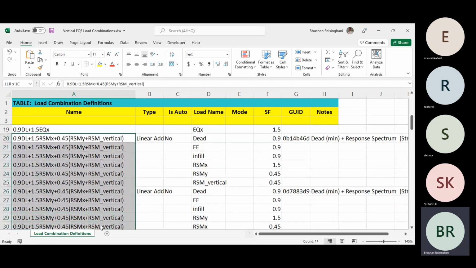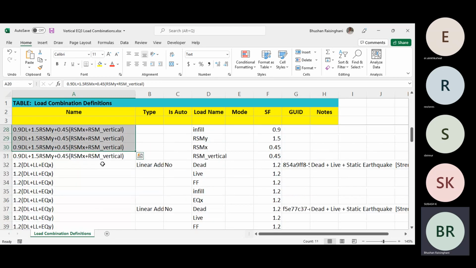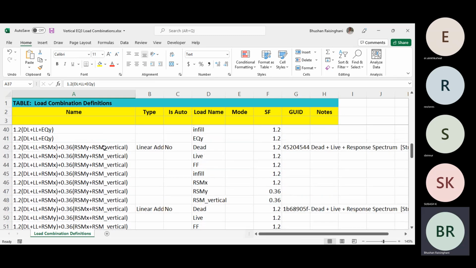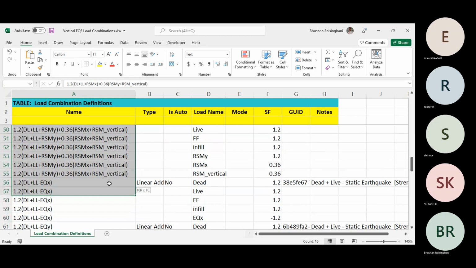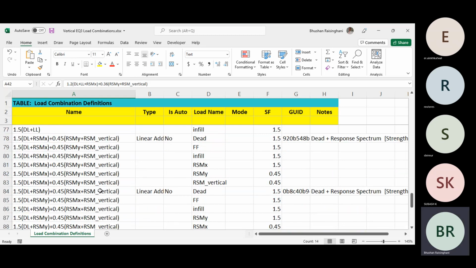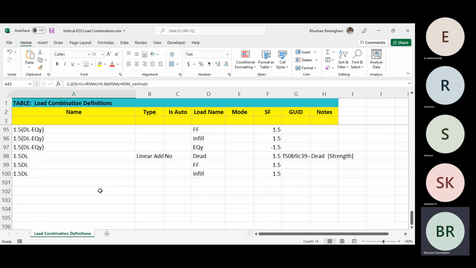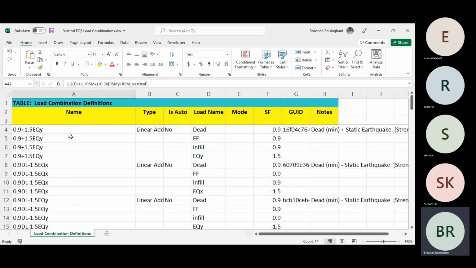These are for vertical earthquake, right? So it is clearly mentioned. This is earthquake X and Y. Again, it is vertical earthquake. So whenever you are designing for vertical earthquake, you can load this file in ETABS and you can run your analysis and you design for all these load cases without having any problem. So once you define it, every time you can do it by yourself.